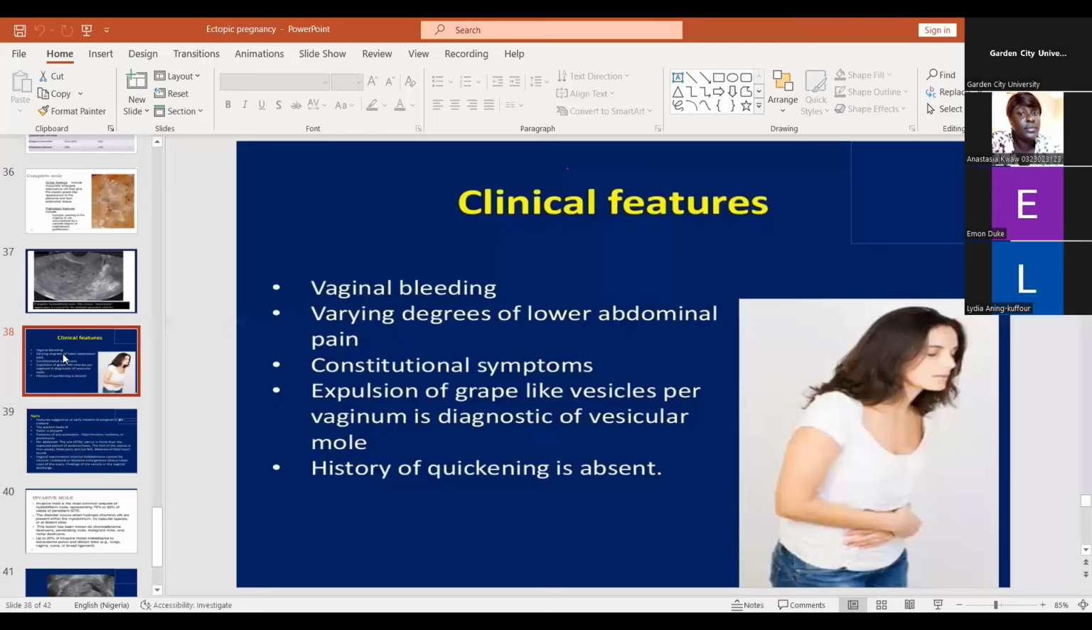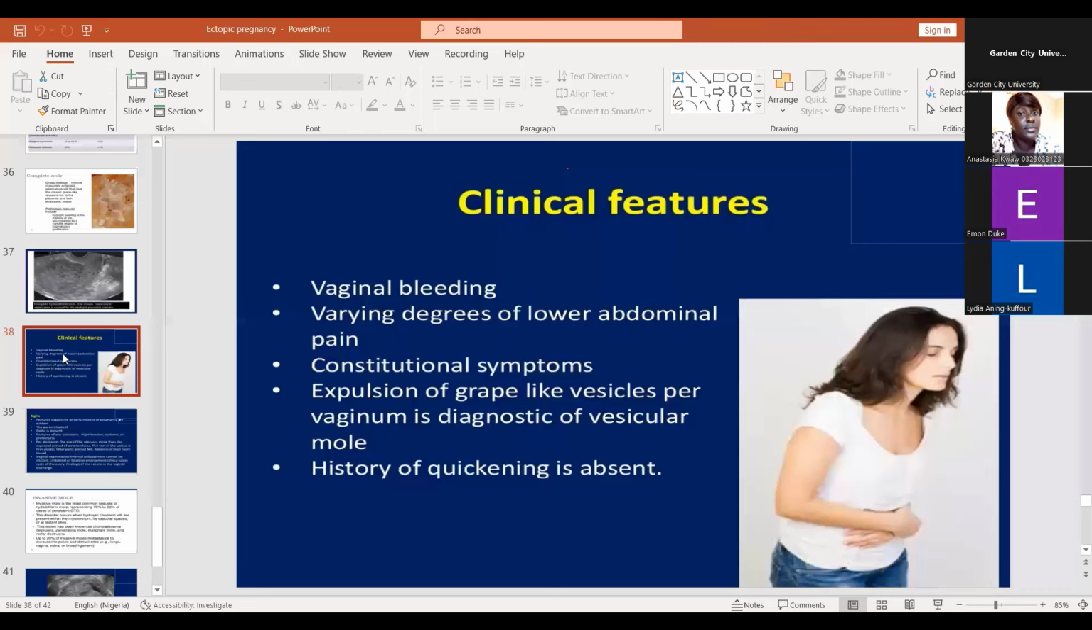There could be vaginal bleeding, varying degrees of lower abdominal pain, constitutional symptoms, expulsion of grape-like vesicles per vaginam. Once this happens, she comes with a sanitary towel, she comes with whatever she is using and shows you this is what I am discharging per vaginam.